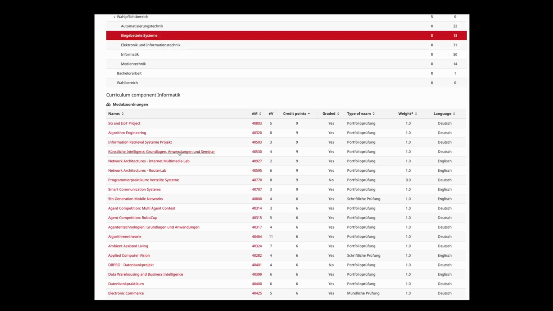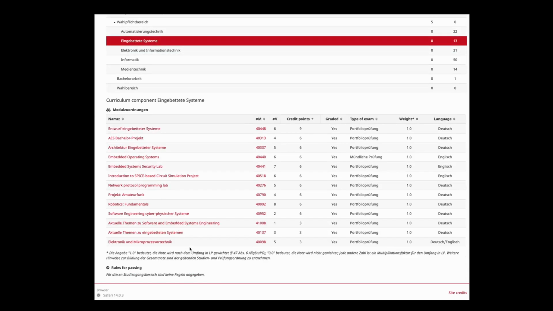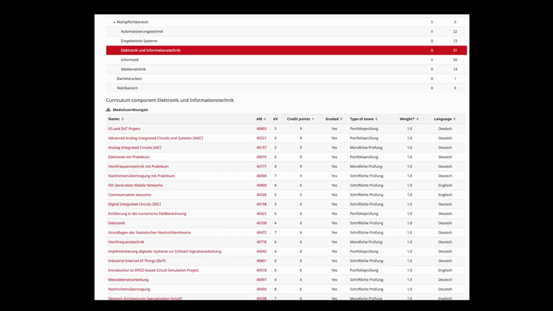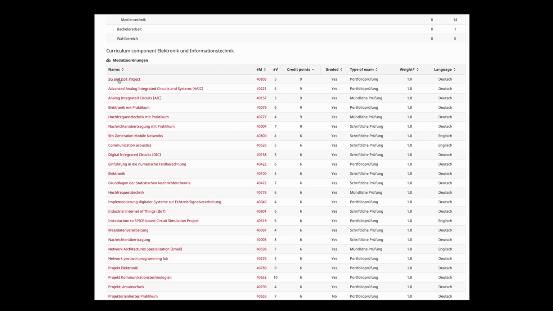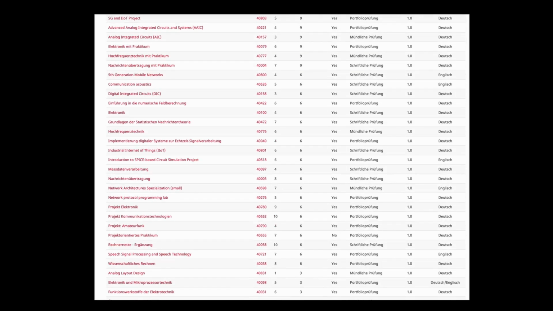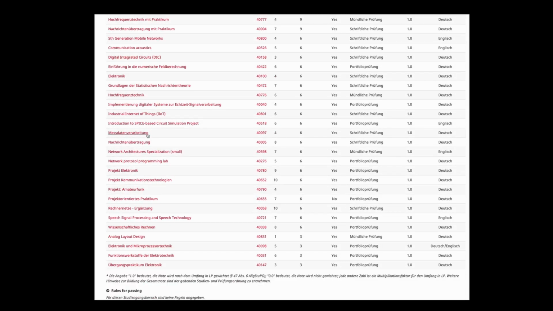Now, for example, if I go into embedded systems, here there are quite a few fewer courses, but you may see, for example, that the Robotics Fundamentals course is also here in the catalog for embedded systems. This will happen with quite a few of the courses, that they overlap in the different catalogs. Or if we go into the electronics and information technology catalog, you will see again the 5G and IoT project, for example. And I myself tend to go into the computer science direction, that's why I don't really go into this catalog.